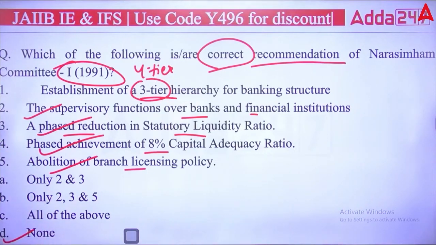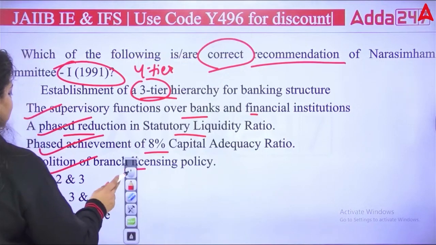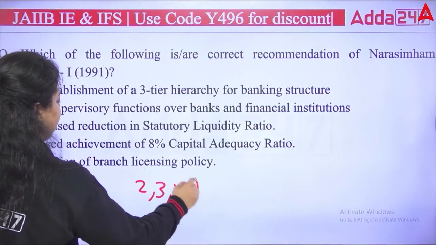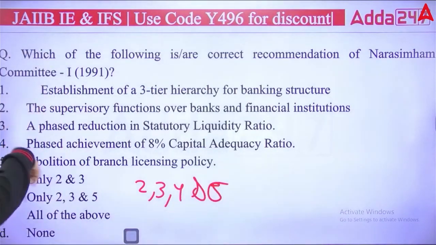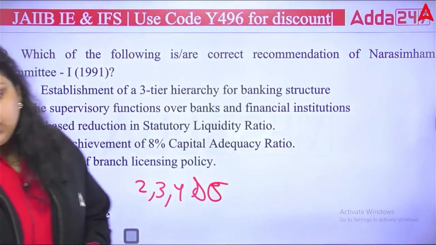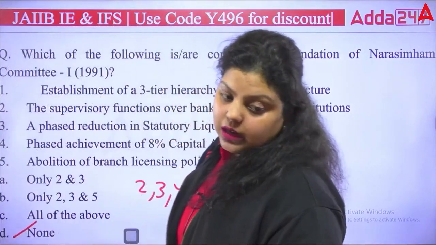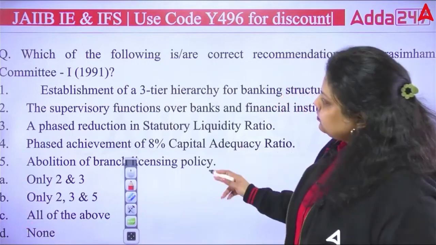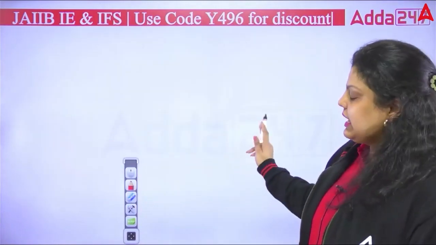Okay, the right statements, if someone asks how many statements are correct, should be second, third, fourth and fifth. But no such option has been given here. That's why we will write the none of the above option. Okay, because only the first one is not correct, rest are correct here. Now, next. So this is the 1991.